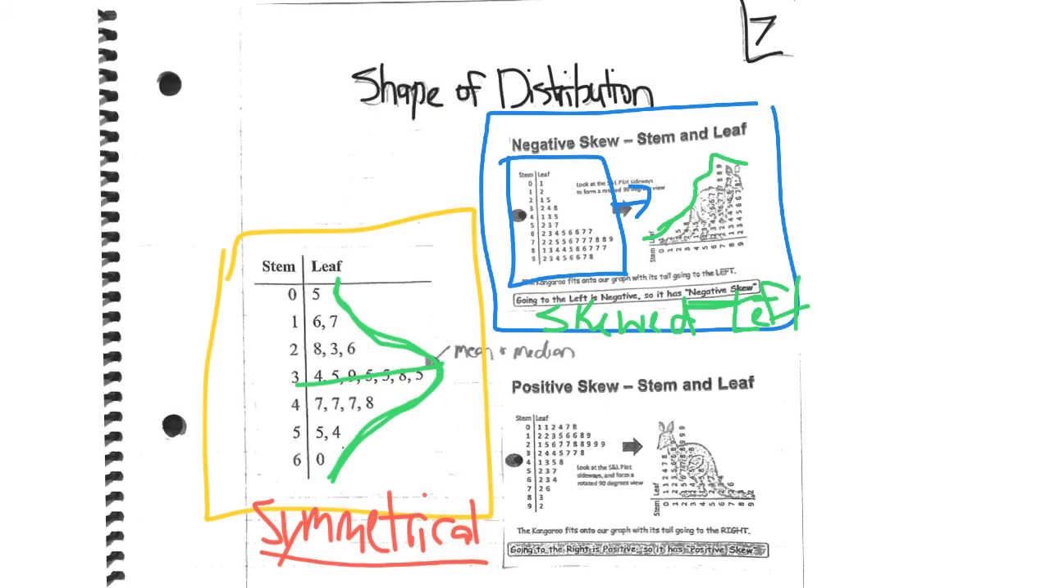Down here, this one, they took this stem and leaf right here, they turned it on its side, we draw our shape on it, and it's tailing off to the right. So that would be a positive skew or skewed right.